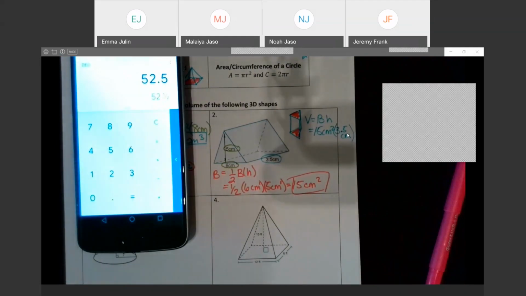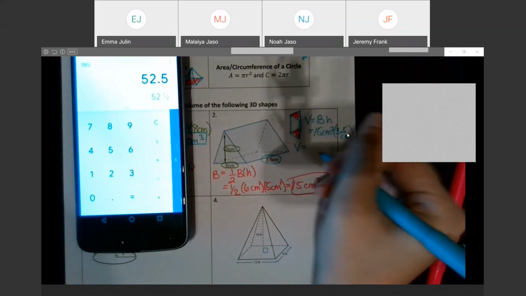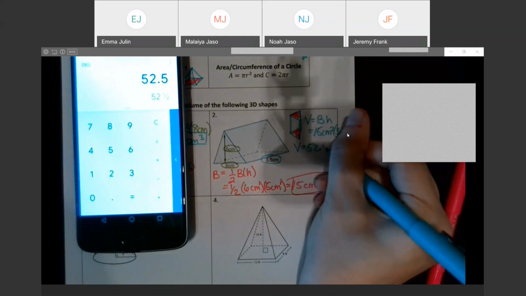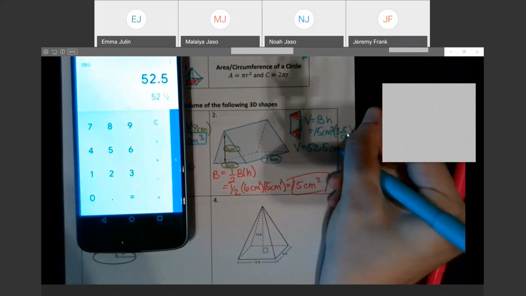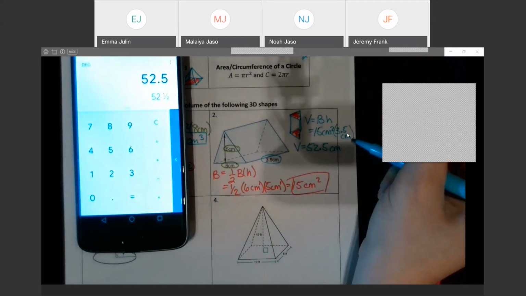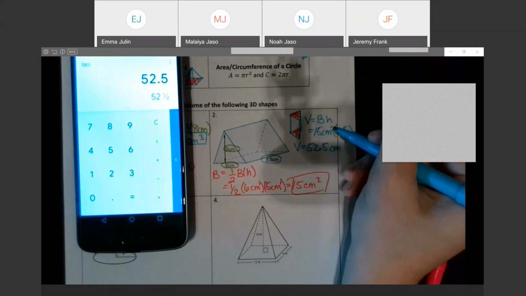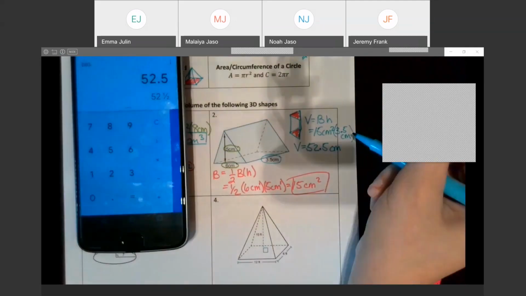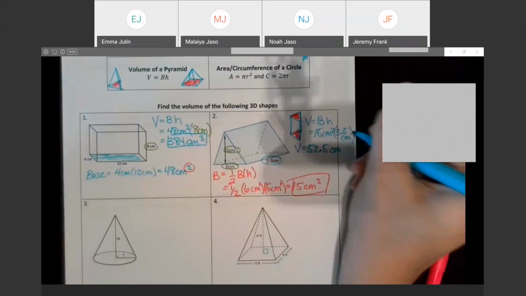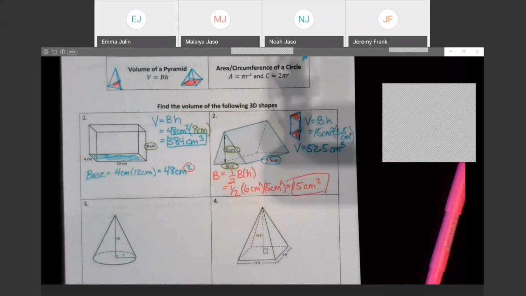So we're going to write out our answer formally as the volume is equal to 52.5 centimeters. And again, we have centimeters squared being multiplied to centimeters. So the important part here is that we have to add the exponents together again. This is centimeters squared plus centimeters to the first power. So your final units should be centimeters cubed.